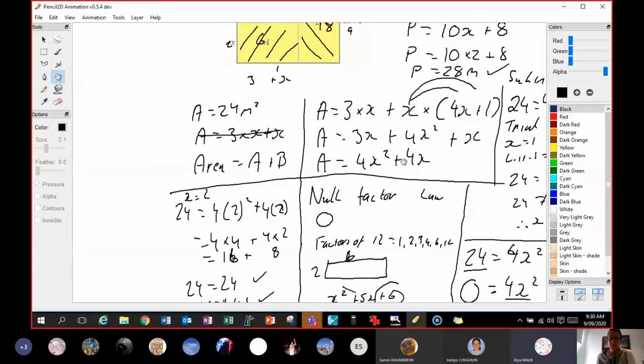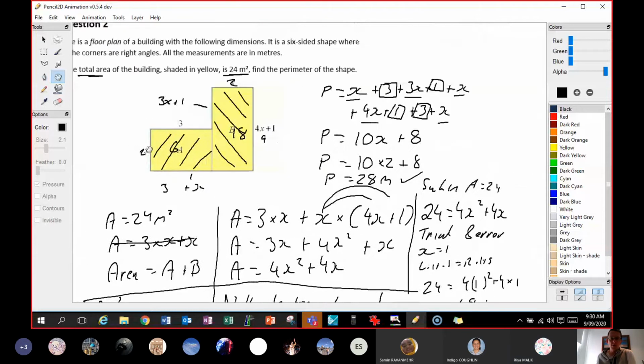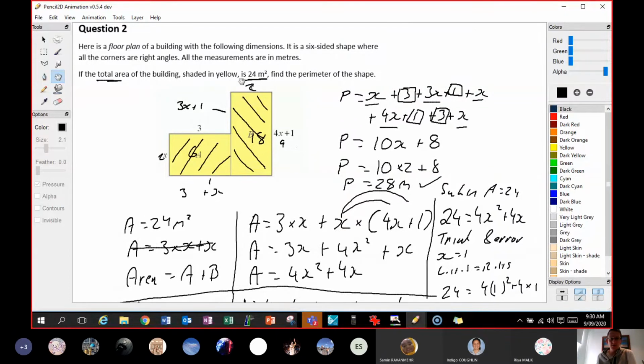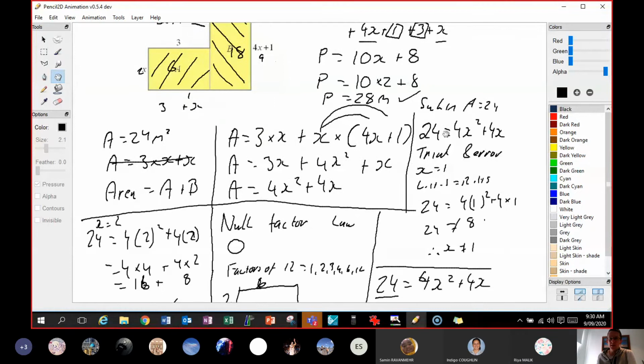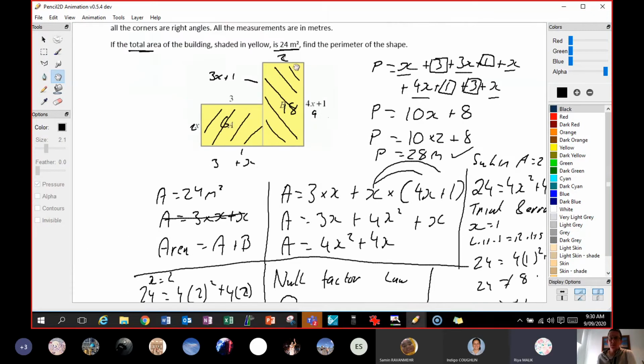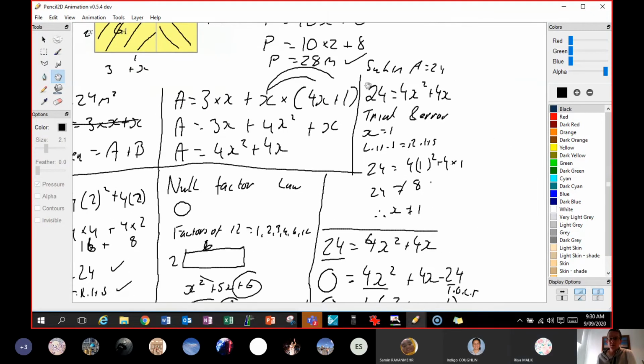Yeah, I got to that. Yep, okay, so we know that that's the total area of this shape, in terms of x. We know that it told us the total area is 24 meters squared. So therefore, 24 needs to equal this. I've just substituted in what the area is. Oh, so we're using the area to solve it. Yeah, because it's told us the area.